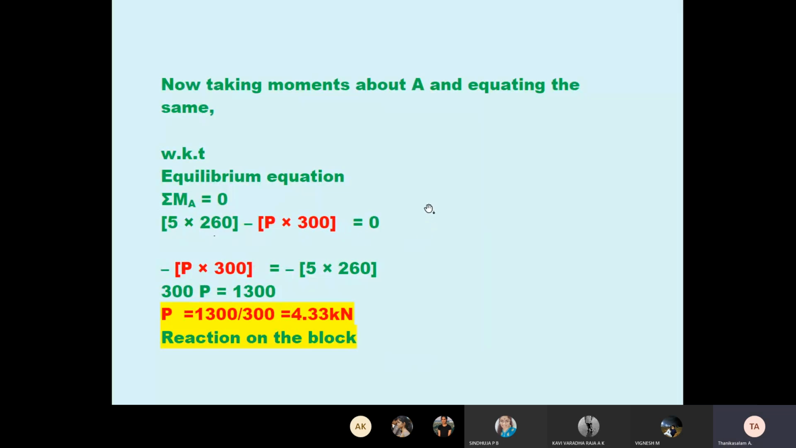Why do I equate to 0? Because this is a rigid body, we know the equilibrium equation, summation of moment equals 0. So after taking that to the other side, P equals 4.33 kilonewton.